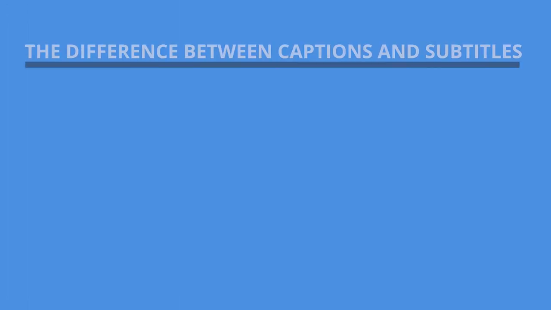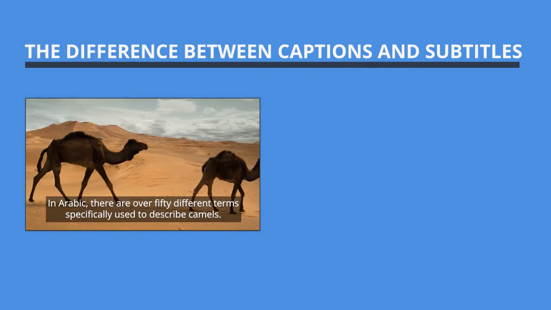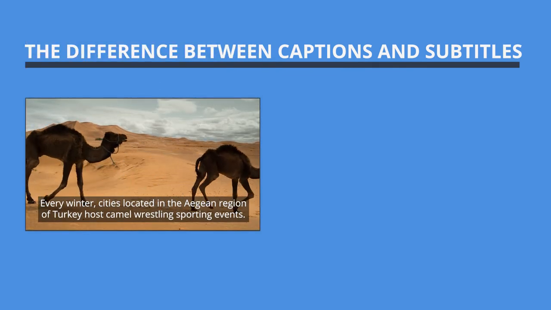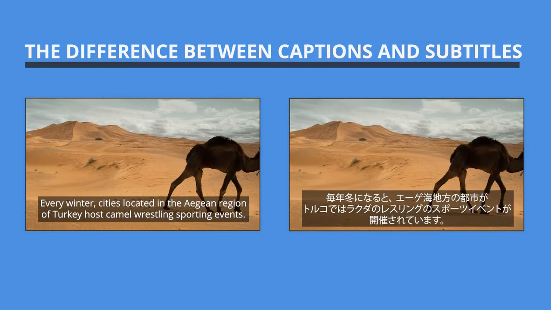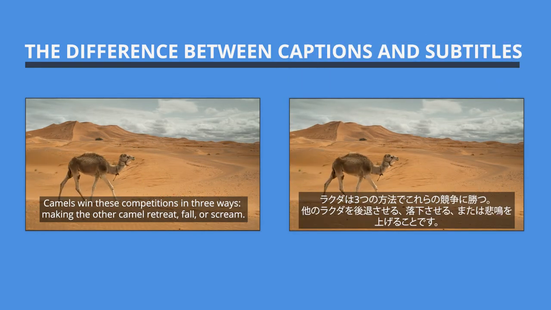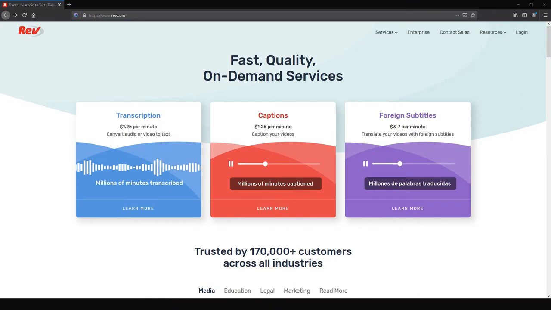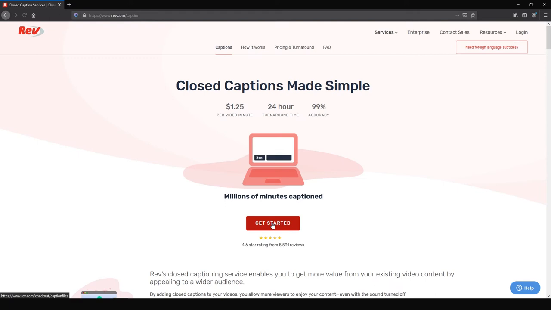It may also be helpful to know that while similar, there's a difference between captions and subtitles. Captions are an English transcription of dialogue and other important audio, while subtitles are a translation of the dialogue to another language. At Rev.com, you can get fast, affordable captions and foreign subtitles in a variety of formats accepted by Prime Video Direct. Start by going to Rev.com, selecting captions, and click Get Started.